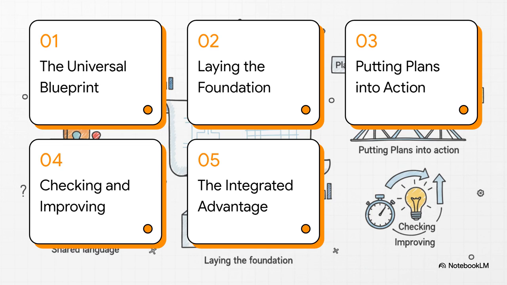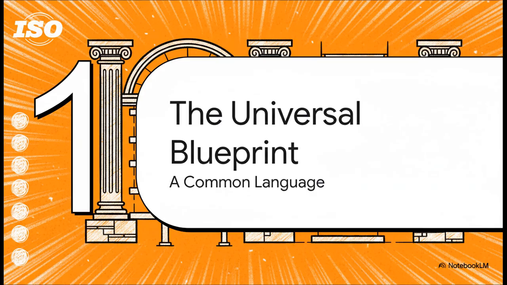To see how this whole system comes together, here's our game plan. We'll start with the universal blueprint that all modern ISO standards use. Then we'll walk through how to lay the foundation, how to put those plans into action, and then how to check and improve the entire structure. Finally, we'll look at the huge advantage you get from building it this way.